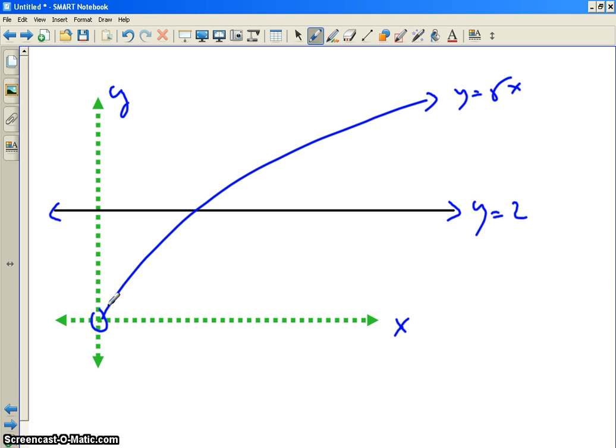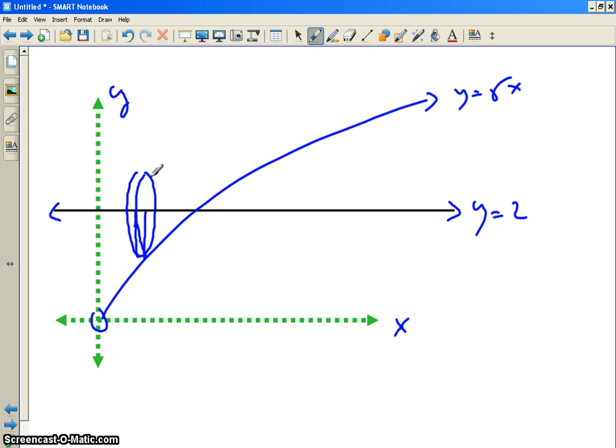Okay, and now I want this region bounded by the line, the curve, and the y-axis, okay? And I want it revolved now about the line y equals 2 instead of y equals 0. Remember, y equals 0 is the x-axis. So if I revolve this around the y equals 2 line, I get something like this.